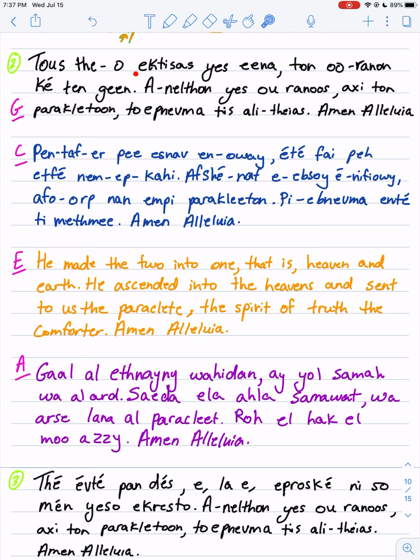Tos Theo ectisas yes ina tonu ranon ketengin anel thonies ranos exiton Parakliton tu ebnevamatis eli theies. Amin. Alleluia.